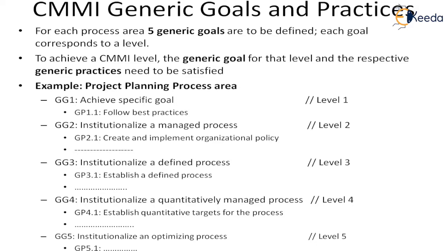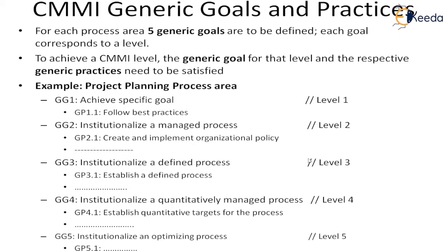But in the case of generic goals, they are tied to the levels. Each process area has to be tied to the level. So if you take the project planning area, you have GG1, which is to achieve the specific goals of the project planning area. That can be the goal for level 1. In level 2, you can say institutionalize a managed process, and then you can have the practices for it.